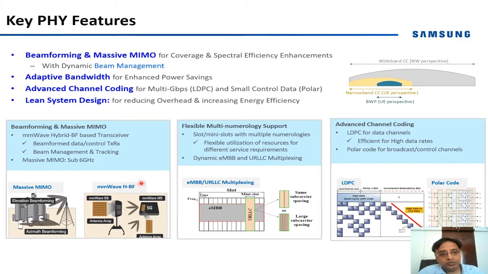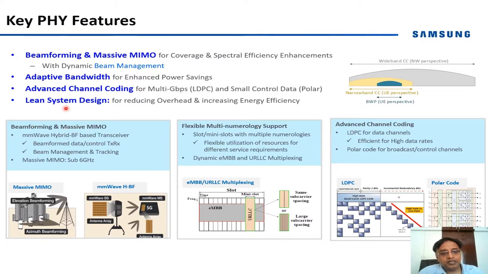In case of 5G, we use a hybrid beamformer where certain things are done in the digital domain and certain things are done in the analog domain. So we can have multiple beams and the beam management using the hybrid beamforming system in case of 5G. So that's one part of the physical layer.